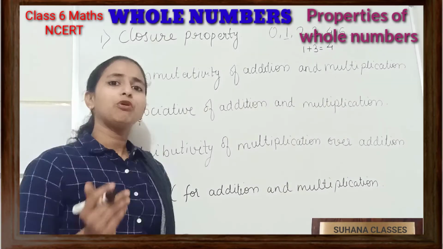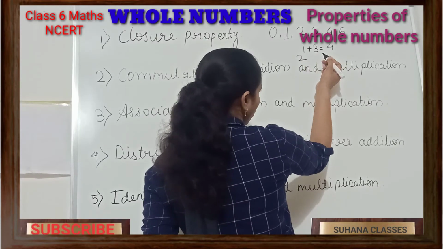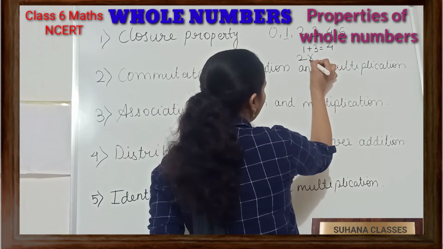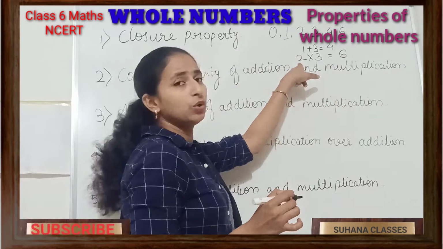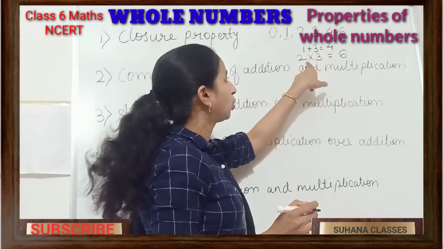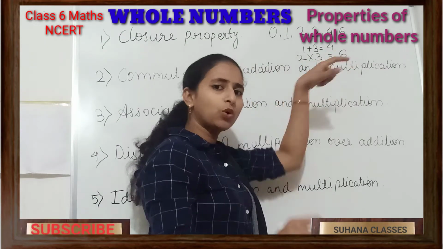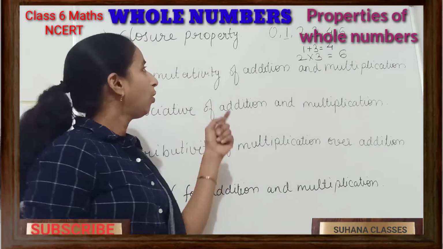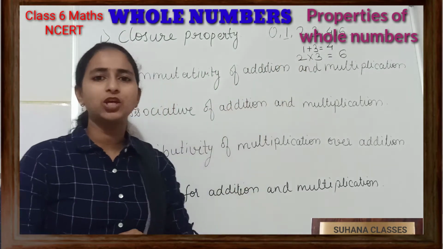Now let's check multiplication. If I multiply 2 into 3, my answer is 6. So 2 threes are 6. 2 is a whole number, 3 is a whole number, and 6 is also a whole number. So whole numbers are closed under multiplication also.